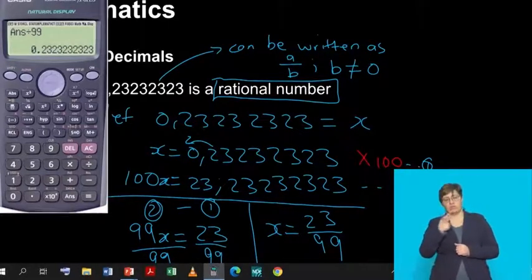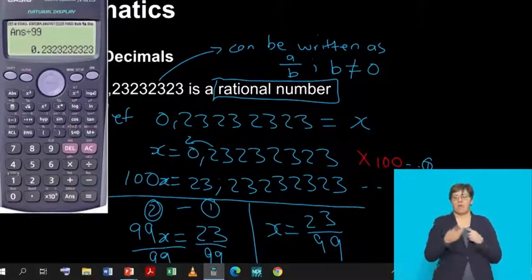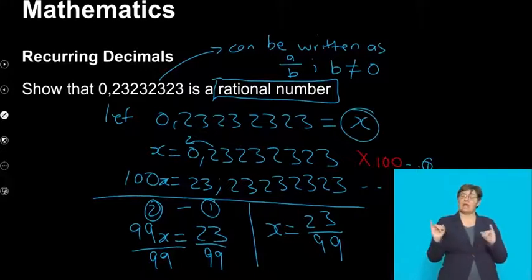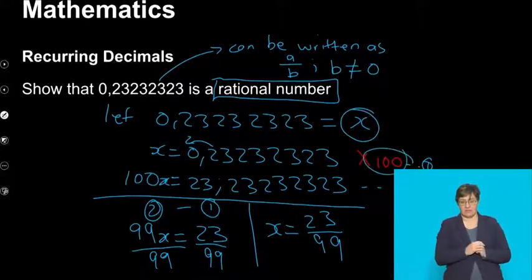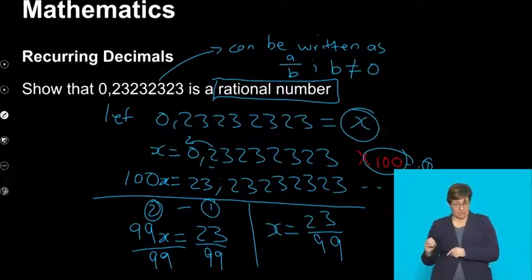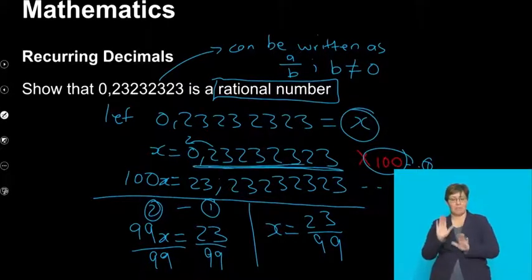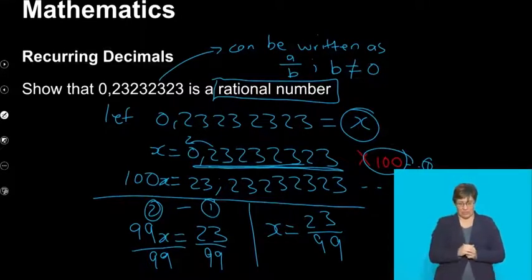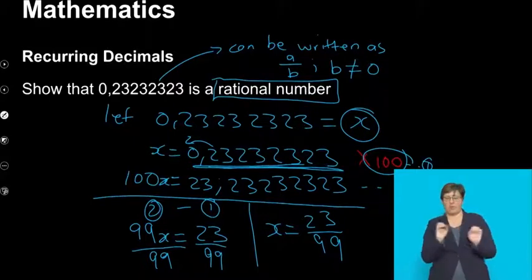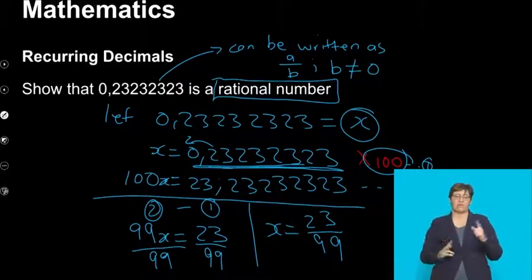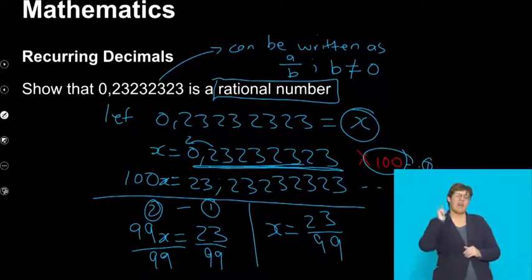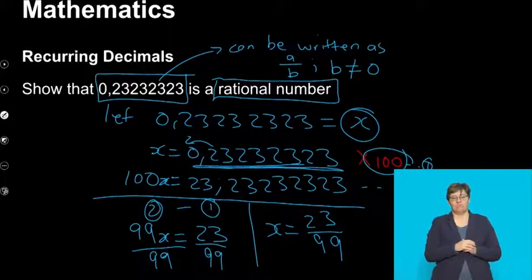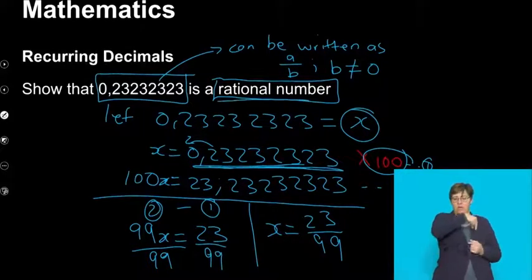So that's how you play around with these numbers and convert them. The very first thing you need to do is to introduce x and then multiply by a number such that it maintains the pattern that you had there. And I'm going to show you at a later stage one that does not adhere to the pattern, which is what we call non-terminating and non-recurring, but we'll look at that at a later stage. So this is how you can convert a recurring decimal to a rational number.